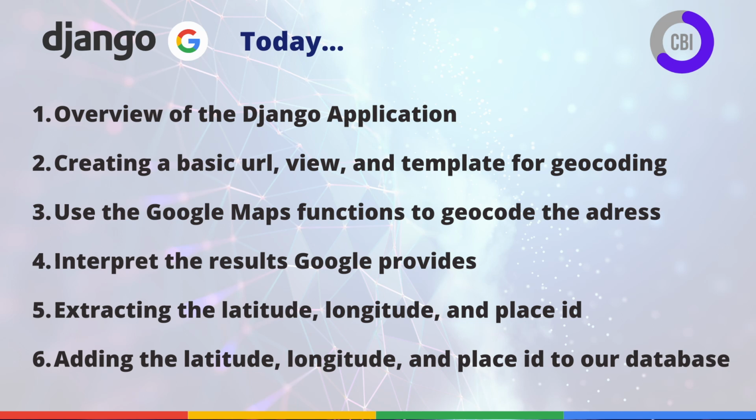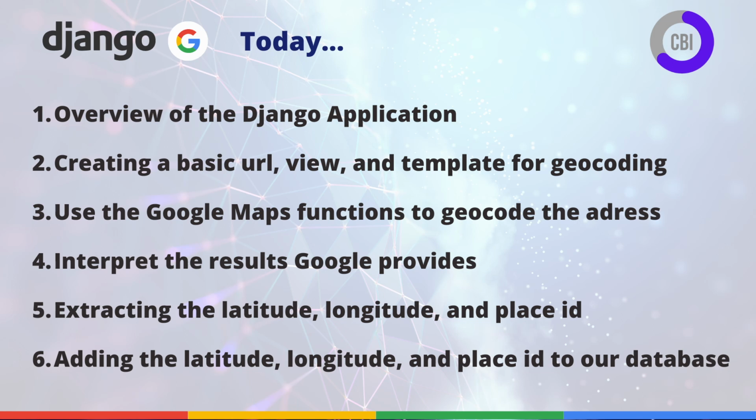So what do we need to do in order to achieve this? Well, I'm going to start by giving you an overview of my Django application before adding all of the geocoding code. This will give you a little bit of an idea of the application that I started working on. Next, we're going to create a basic URL, a view, and a template for geocoding so that we can go to a different page where that information is displayed.